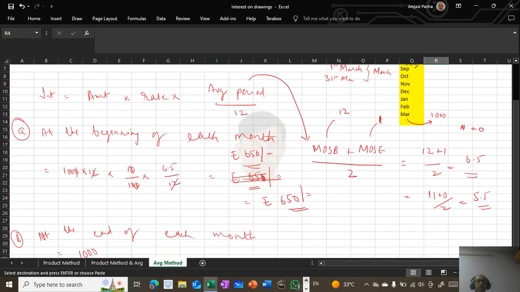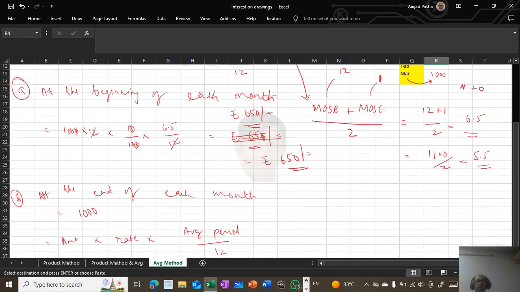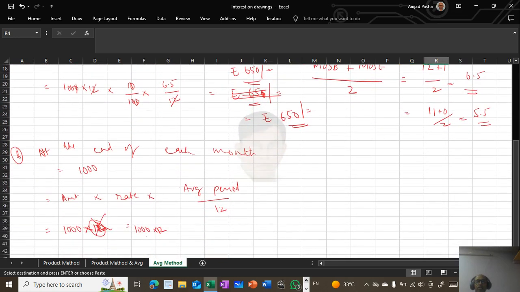So the amount withdrawn is again 1000 into 12 itself into rate. Rate is always again 10% only. 10 by 100 into average period, which is 5.5. You got it? 5.5 by 12.